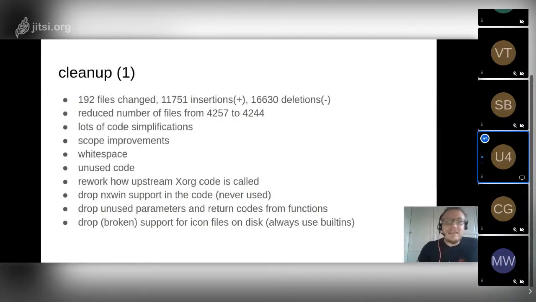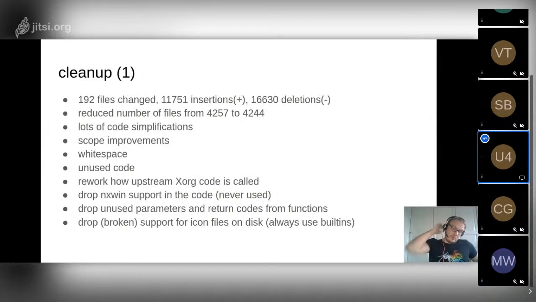Now we have the cleanup. As you can see, I have worked on 192 files and did a lot of changes. Even reduced the number of files we need. Most of this was code simplifications, where you could write some code in one line instead of 3 or 4. And scope improvements means moving variables to inner loops instead of defining them at the start of the code. Then whitespace fixes in the code. And while doing the above, I discovered lots of unused code parts and dropped them.